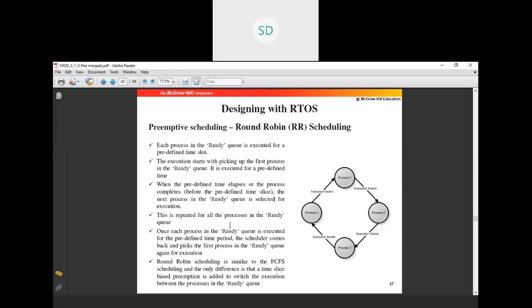Initially it will pick process one, the first one in the ready queue, and it will be executed for 2 milliseconds. After 2 milliseconds, process one will enter the ready queue, and the scheduler will switch to process 2. After 2 milliseconds, process 2 enters the ready queue, and it executes process 3. Then after 2 milliseconds, process 3 enters the ready queue, then process 4, and after 2 milliseconds process 4 enters the ready queue, and next it picks process 1. So this is nothing but round robin, in a circular fashion, where every process is executed for a defined time slice.